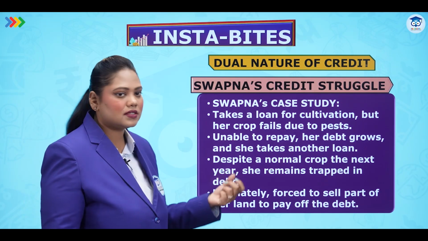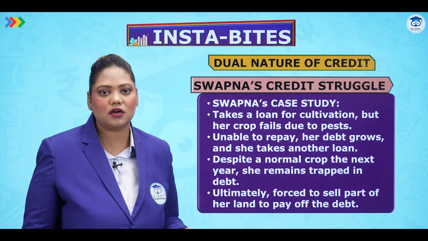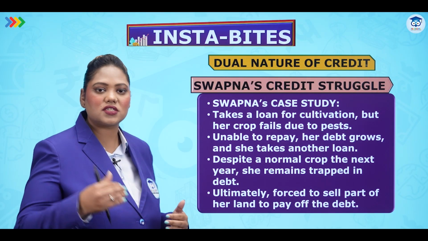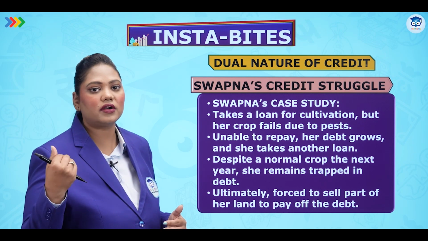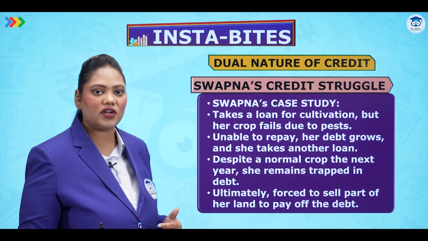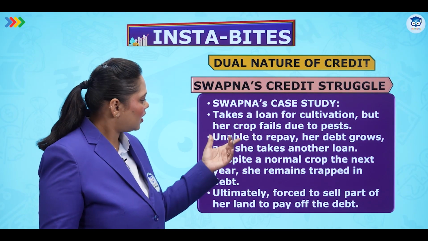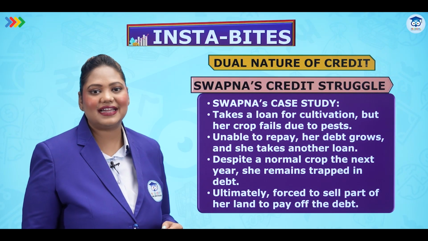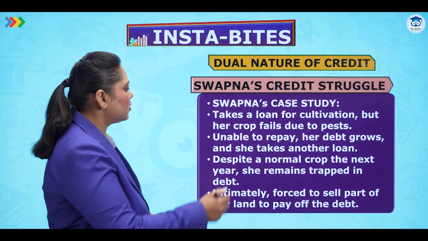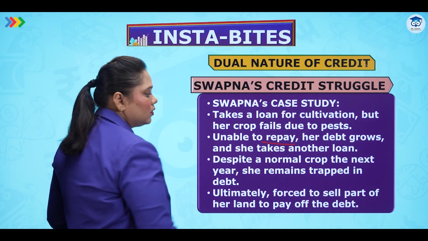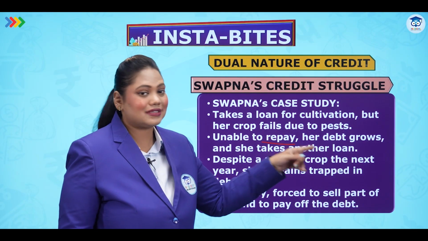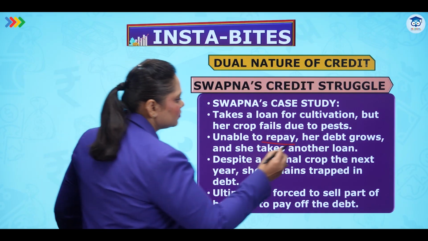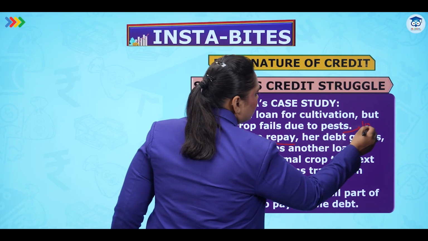So her crop fails. Now she cannot go to the market to sell her crop because there is no crop. If she cannot sell her crop, where is she going to earn her income from? If there is no income, she has already failed. As the crop has failed, her income has failed. Unable to repay, her debt grows. Now she has no money to repay her loan. So what happens is her debt grows. Debt is another word for loan.